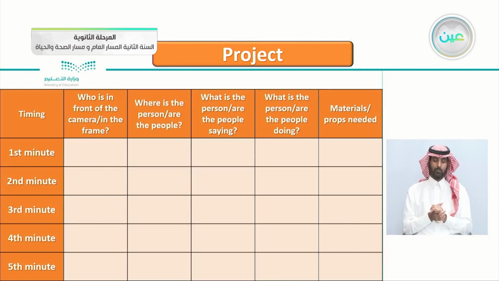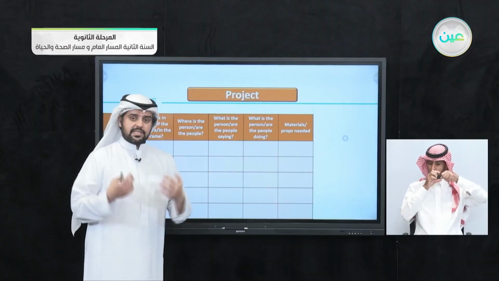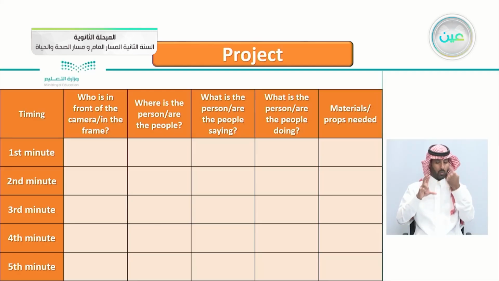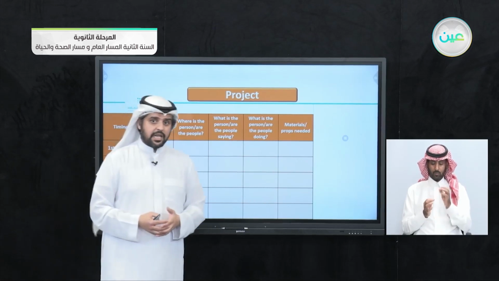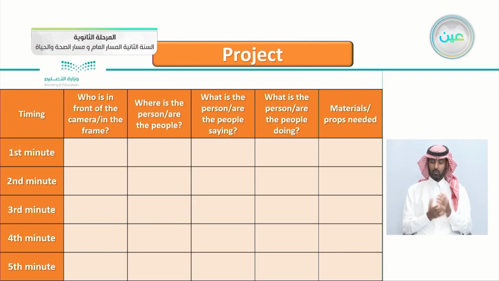This is the chart here. You have the timing, the first minute, the second minute, the third, the fourth, the fifth, and also who is in the front, who is in front of the camera, who is in the frame, just as I am right now. Where is the person, or where are the people? What is the person or the people saying? What is the person or people doing? Materials or props needed. So you have to decide all of these as a group, and remember to divide them into the first minute, second minute, third minute, and we go on.